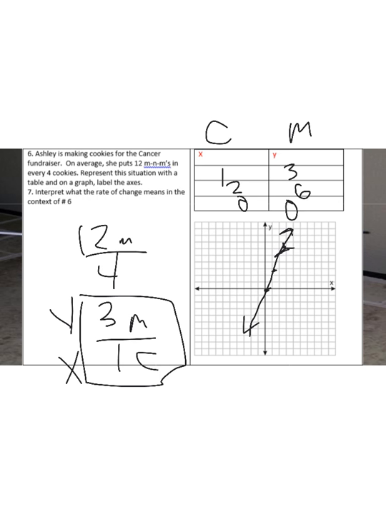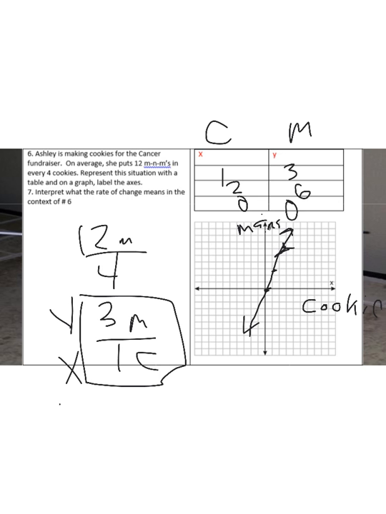So we have to label the axes. Okay, so our x is cookies. And again, sorry for my handwriting, I'm writing on my iPad with my finger. Not the best. And this is M&Ms on the y-axis. So if it says label the axes, make sure you label the axes so you know what this means. And interpret what it means in terms of the rate of change.